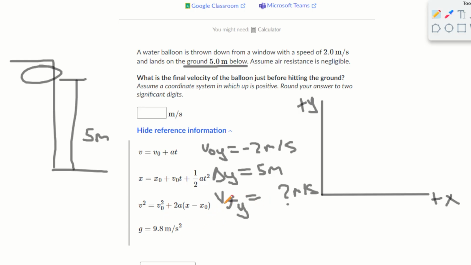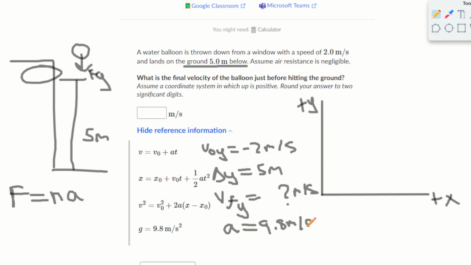Now, we have to remember that in the y direction, while the ball is going downwards, there's a force acting on it called force gravity, which I'm sure you guys know. So since we have force gravity acting in a downwards direction, we have to incorporate it here. That would be our acceleration, because later on in Unit 2 we'll learn that force equals mass times acceleration. And our force is equal to force gravity, so our acceleration would be 9.8 meters per second squared.